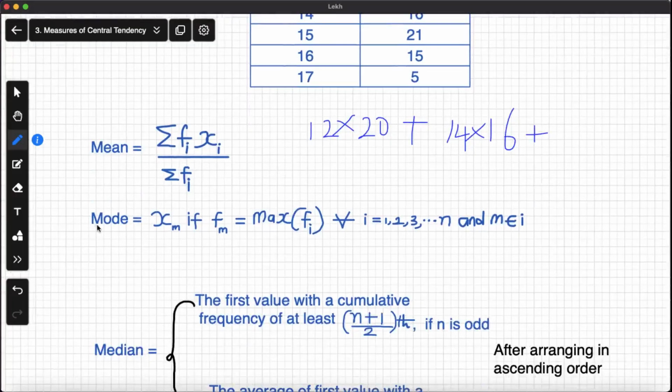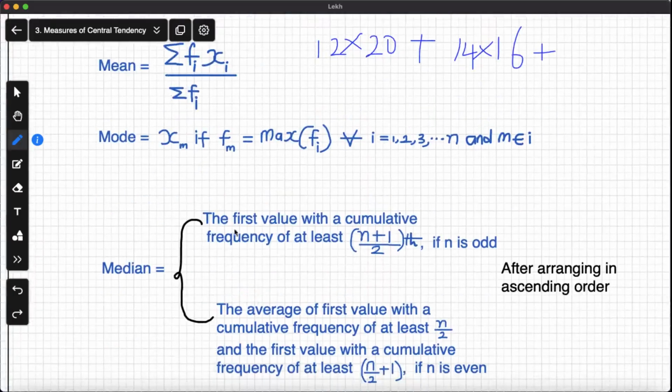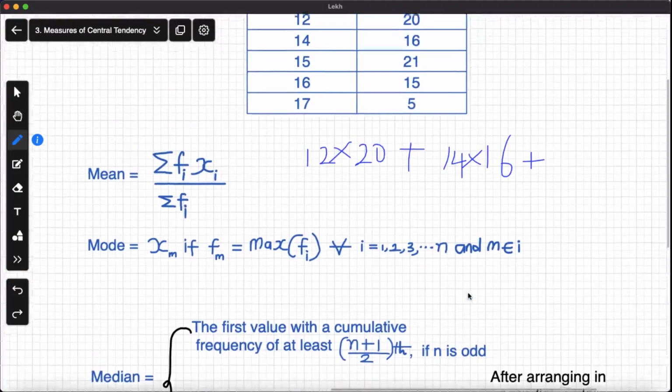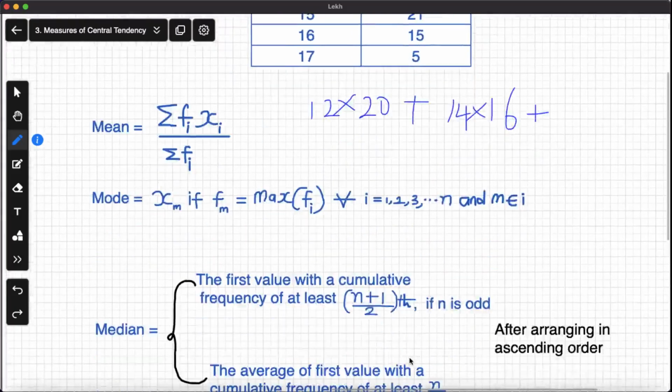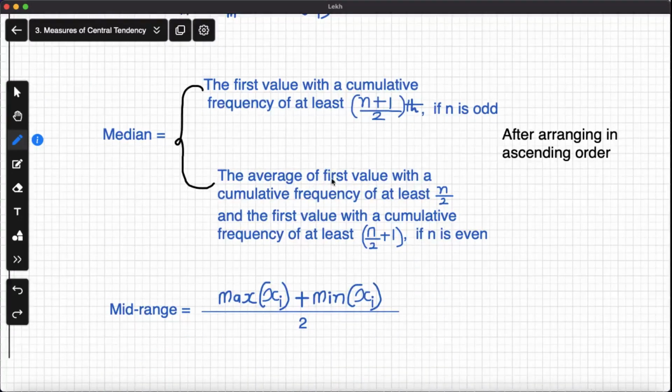You keep going. So the mode, any number that has the highest frequency here, will be the mode. For instance, now the mode is going to be 15 in this data set. Why? Because it has the highest number of occurrences, and that's 21. And for your median, it is the first value with a cumulative frequency of at least n plus 1 divided by 2 if n is odd. We're going to see that later on. Then if n is even, it is the average of the first value with a cumulative frequency of n over 2 and the first value with a cumulative frequency of n over 2 plus 1.